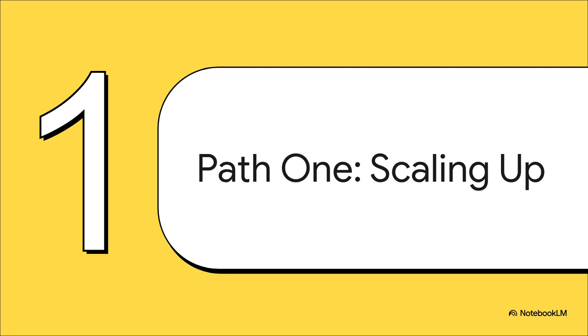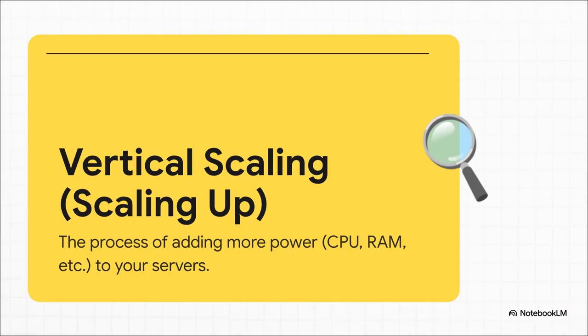The logic is super simple. If your server isn't powerful enough, well, you just make it more powerful. This means you're basically juicing up your current machine. You're adding more CPU cores for faster processing. You're jamming more RAM in there to handle all those users at once. And you're upgrading to faster storage so it can read and write data in a snap.